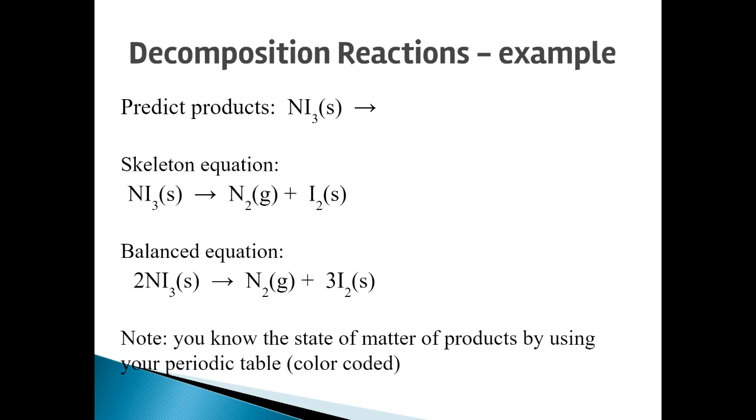And note that you would know the state of matter of nitrogen and iodine just by looking at the periodic table, and you have the color-coded tables that I gave you. Most of the elements are black because they are solid. 2 are blue, bromine and mercury, and those are the liquids, and then of course the rest of them are red, and those are the gases. And that's how we would predict the products of both synthesis and decomposition reactions.